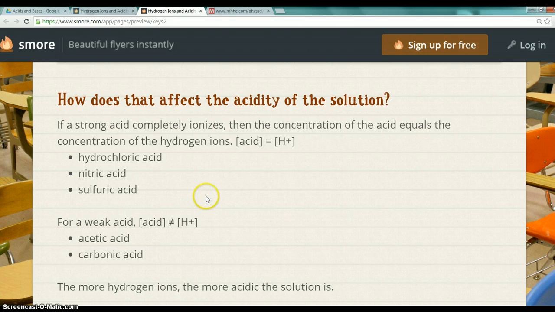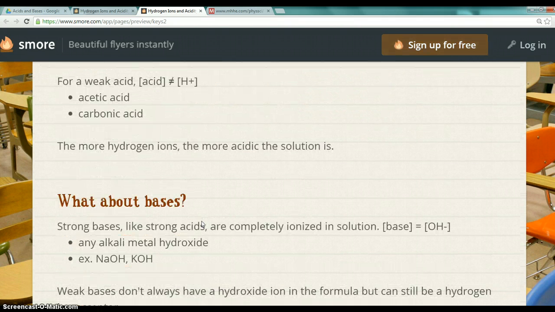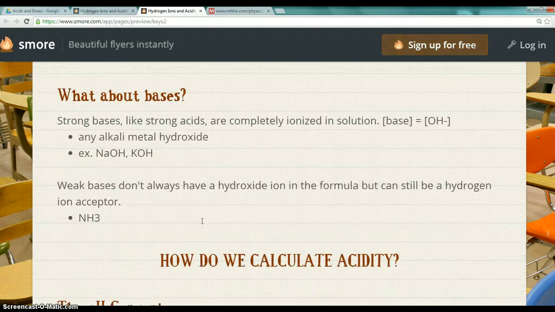Now, for a weak acid, because that acid doesn't completely ionize, then our acid concentration doesn't equal the hydrogen ion concentration, and that's a concept that we look at more in AP chemistry, how you figure that out. Now, some weak acids you might be familiar with: acetic acid, which is vinegar, carbonic acid, which you find in sodas. So the more hydrogen ions you have, the more acidic the solution is.